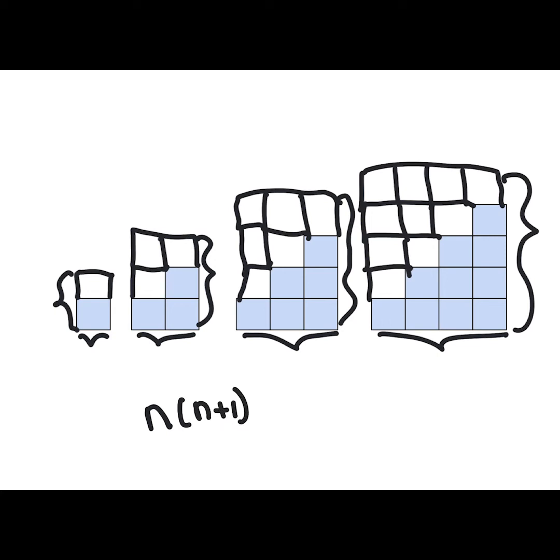And we're trying to get the number of blue tiles. So it's half, right? Because we duplicated the figure and then stacked it on top of each other. So the number of blue tiles is that full rectangle cut in half. And so n times n plus 1, all divided by 2, will give you the number of blue tiles.